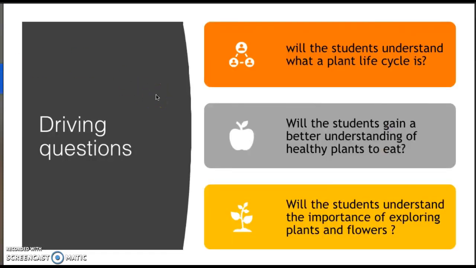Some of my driving questions during this unit plan will be things like: Will the student understand what a plant life cycle is? Will the student gain a better understanding of healthy plants to eat? And will the students understand the importance of exploring plants and flowers?